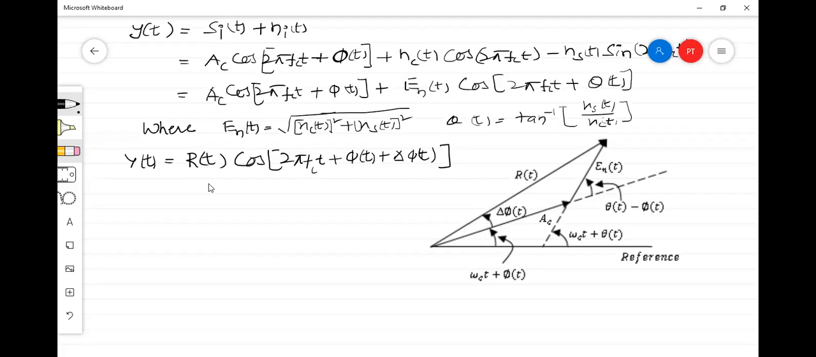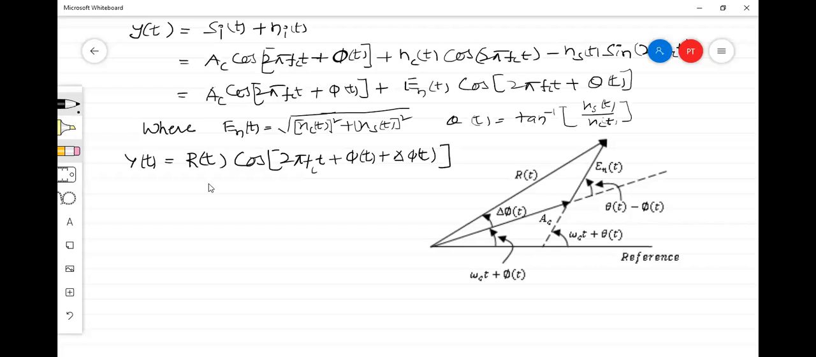Okay. So r(t) is the magnitude of this resultant phasor, and Δφ(t) is the angle with respect to the modulated FM carrier. Okay, so this is the resultant. So here r(t) can be given by taking the components and all.